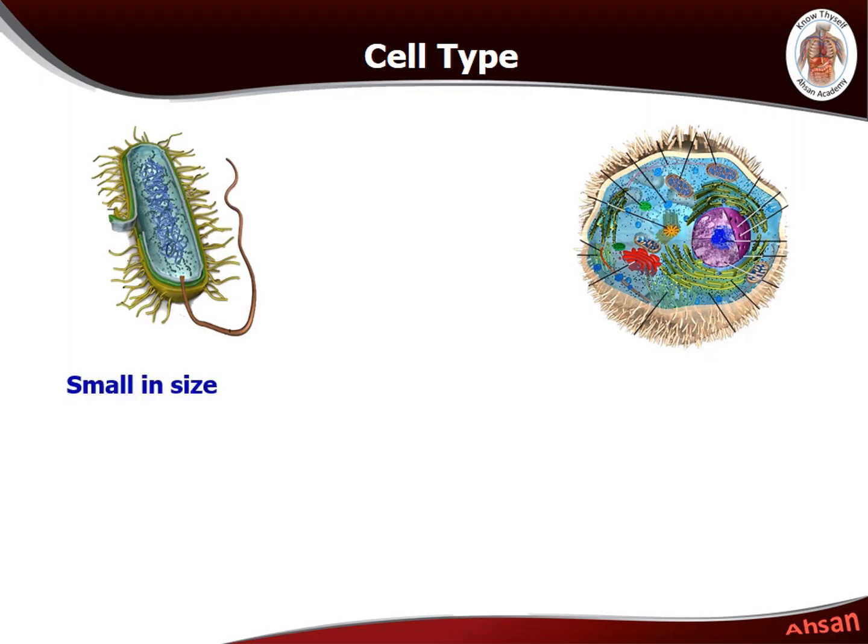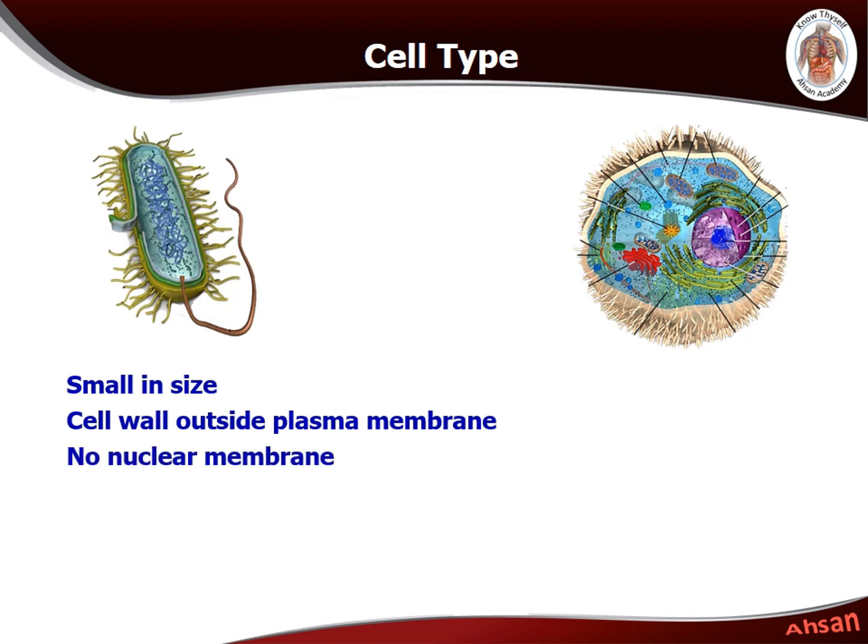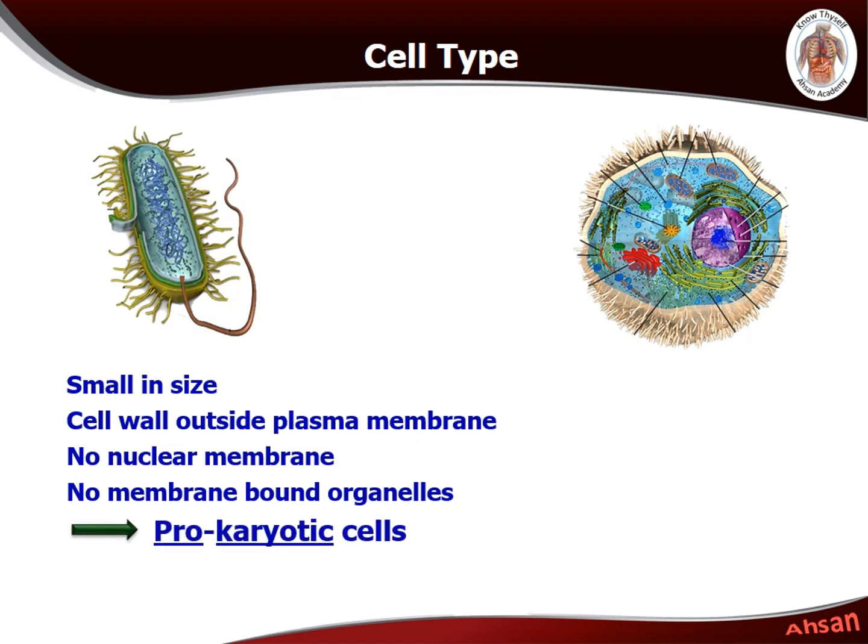These are the small cells. Prokaryotic cells have a cell wall outside the plasma membrane. There is no nuclear membrane, the nuclear material is there, and we may not get membrane-bound organelles in it. So this is known as prokaryotic cells. And eukaryotic cells are in the reverse condition, and they are more complex, like human cells. So the eukaryotic cell is our subject of consideration in this presentation.